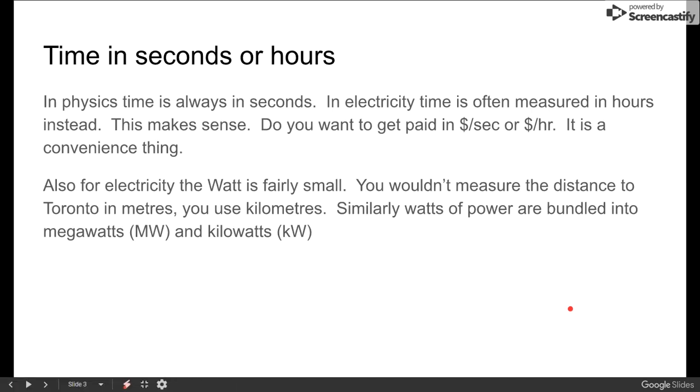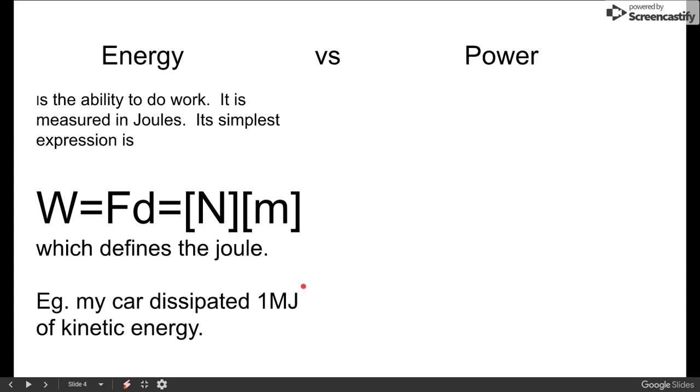Before we get into power and energy, let's talk about time. It's always in seconds in physics, but in the outside world, very often it's in hours. That makes sense. Do you want to get paid in dollars per second or dollars per hour? And the watt is kind of a small unit. You wouldn't want to measure the distance to Toronto in meters, so we don't generally measure watts. We measure kilowatts and megawatts on the industrial or household scale. So get used to that.